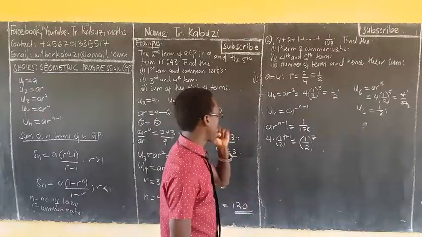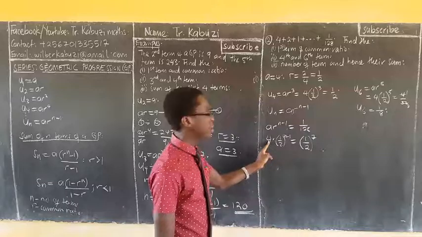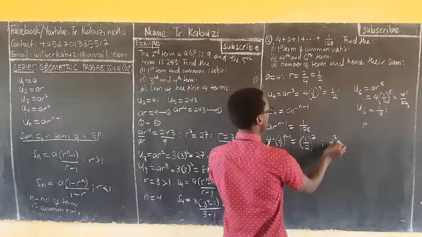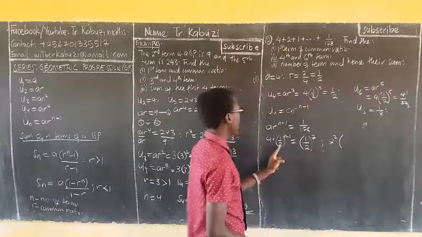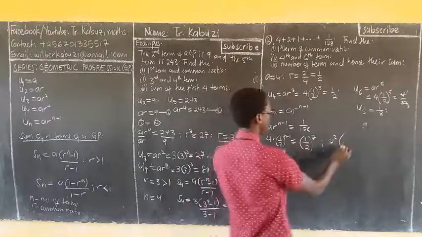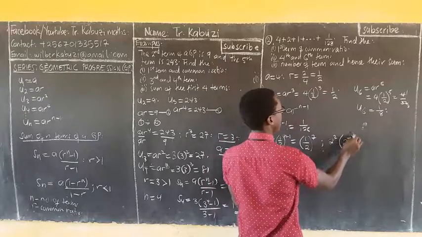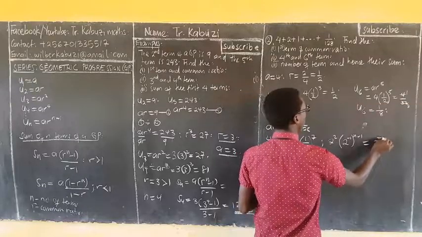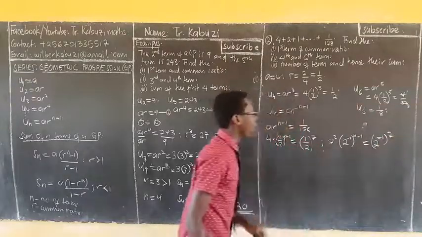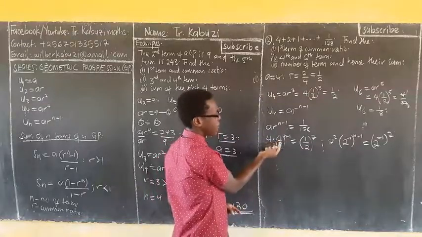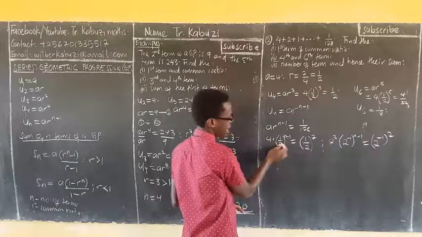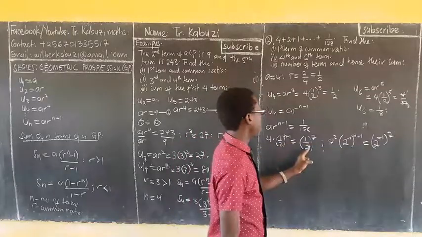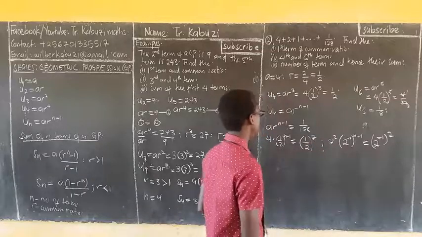From here you can easily apply the laws of indices. Our 4 is 2 power 2, then times 1/2, which is the same as 2 power negative 1, to the power n minus 1, equaling 2 power negative 1, the whole power negative 7. Here, when I take this up, it will become 2 power negative 1.